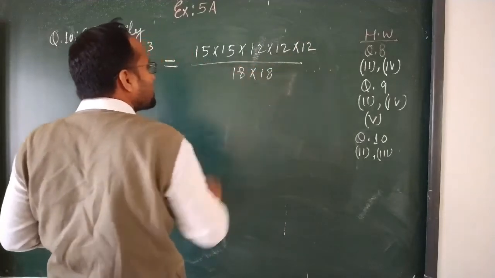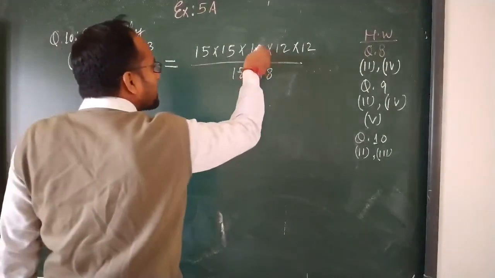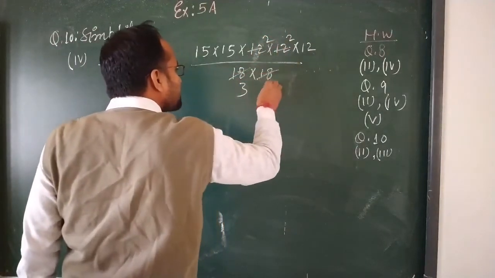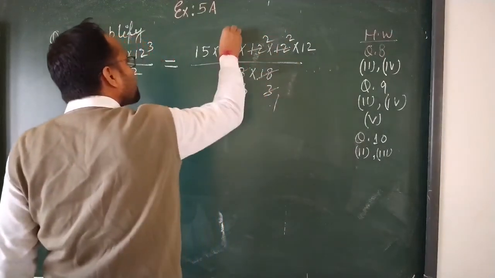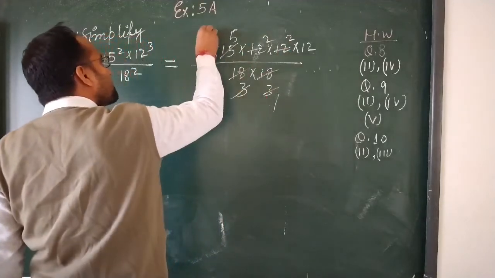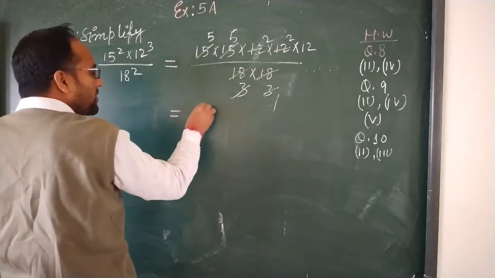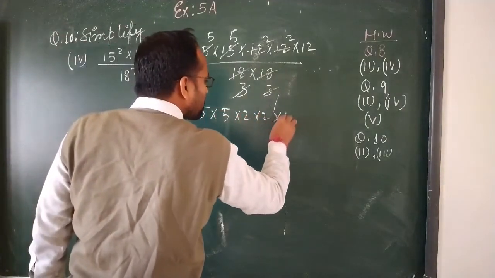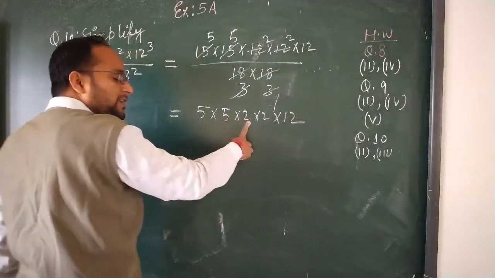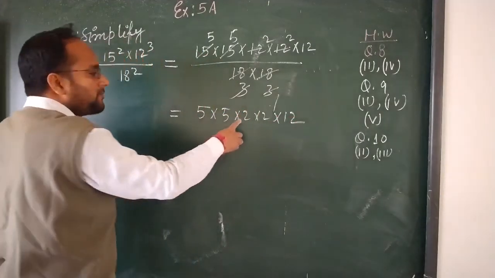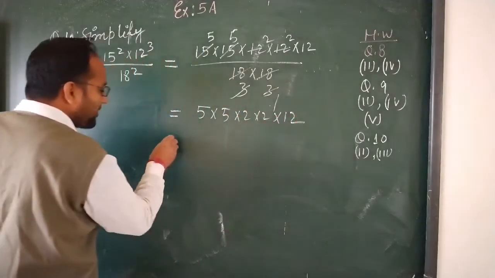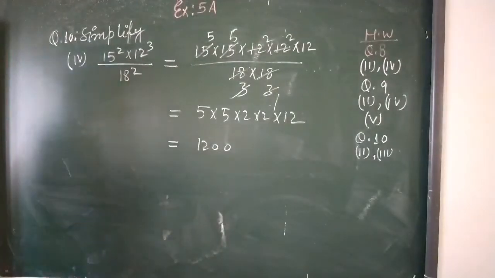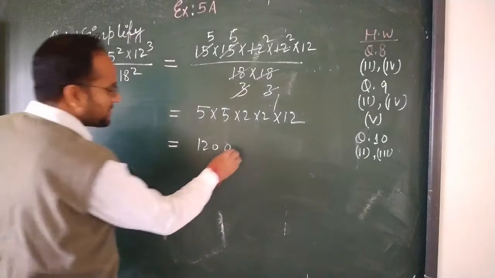See this question, students. With this 6 into 12, 6 3s are 18, 6 into 12, and 6 3s are 18. 3 1s are 3, 3 5s are 15, 3 1s are 3, 3 5s are 15. So see this one. What is remaining there? 5 into 5 into 2 into 2 into 12. See this one. 5 5s are 25, 25 2s are 50, and 50 2s are 100. 100 is multiplied by 12. You will get 1200. This is your answer for this case, students.